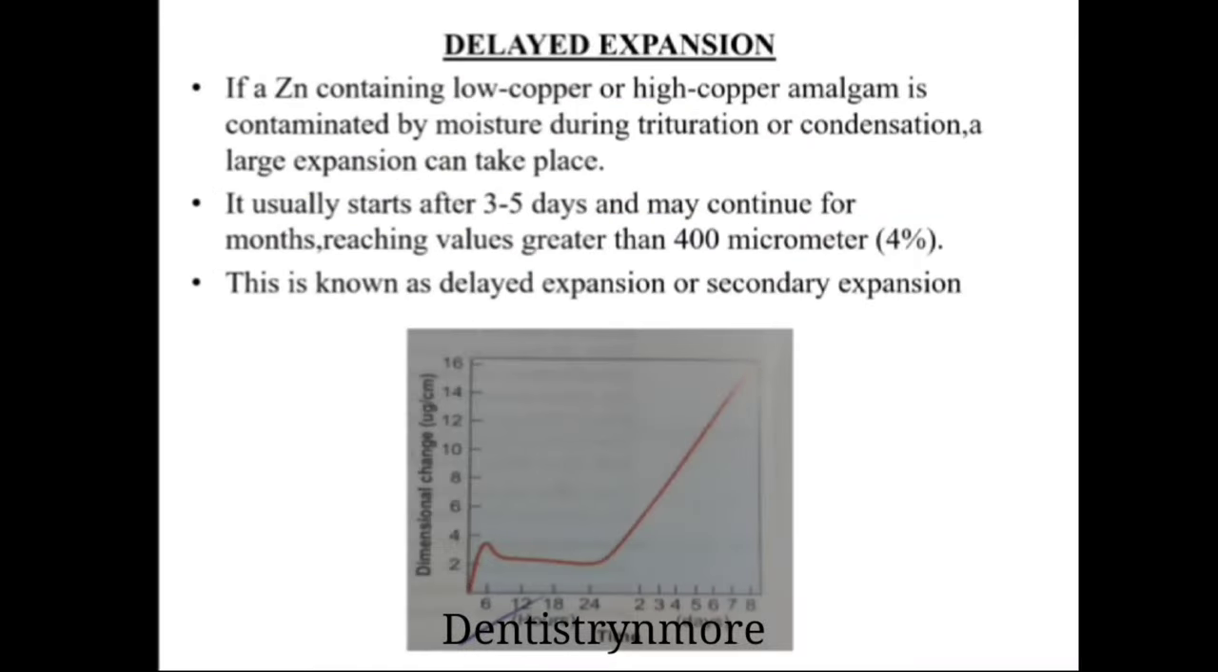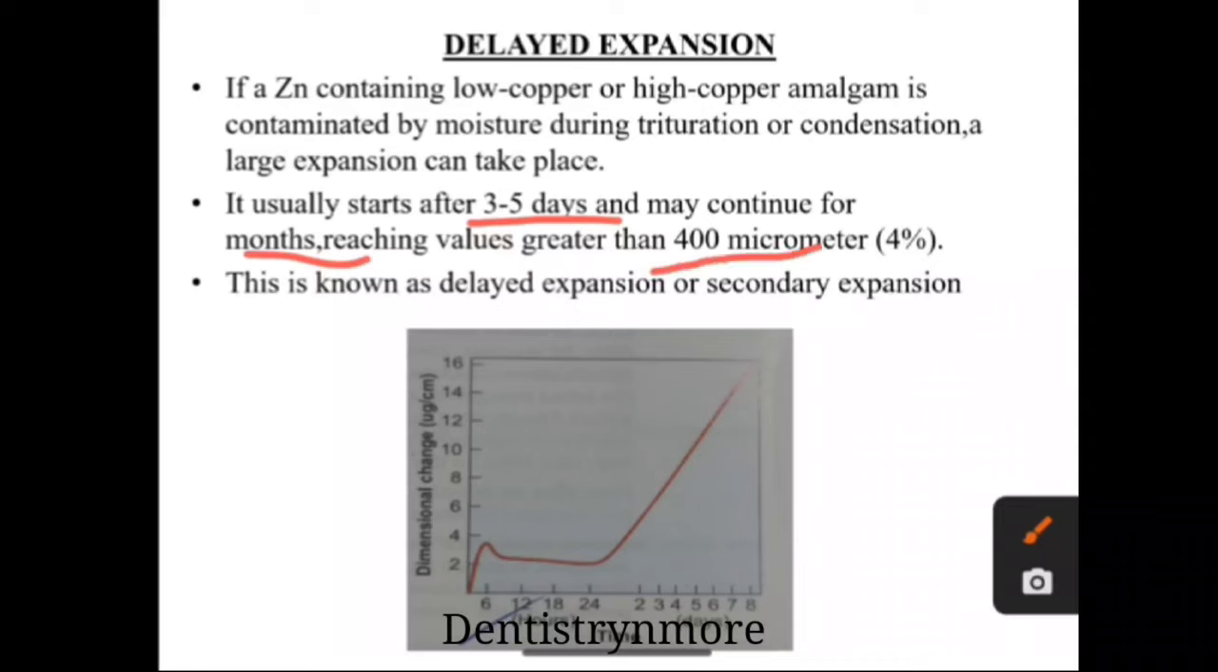Next one is delayed expansion. You can see the figure here. If a zinc-containing low copper or high copper amalgam is contaminated by moisture during trituration or condensation, a large expansion can take place. It usually starts after 3 to 5 days, and it may continue up to months. The expansion may reach a value greater than 400 micrometers. This delayed expansion is also referred to as secondary expansion.